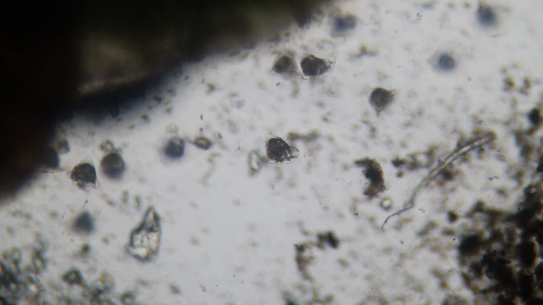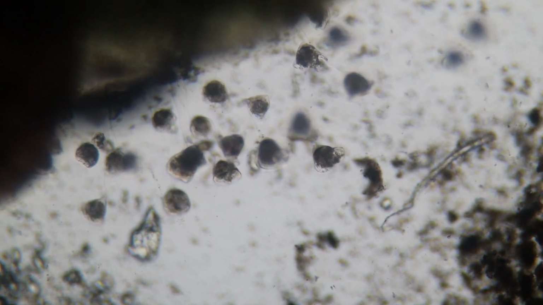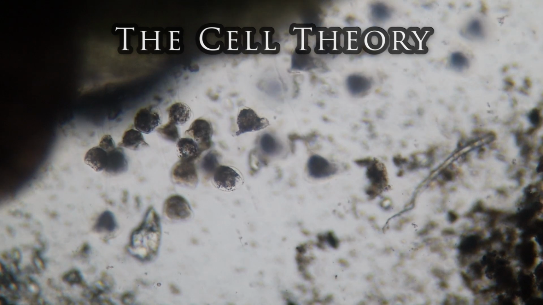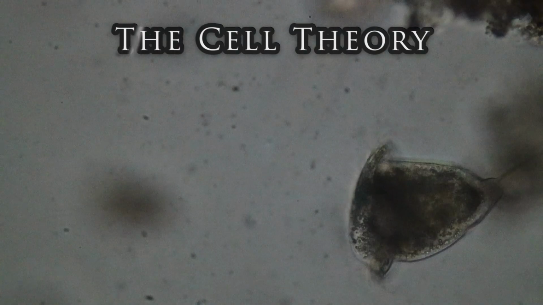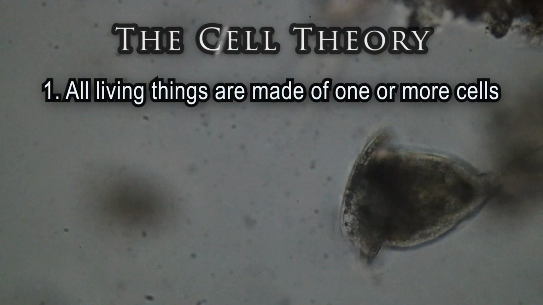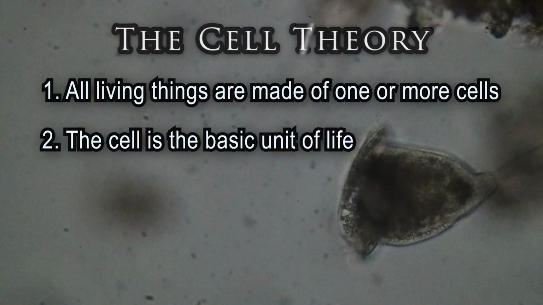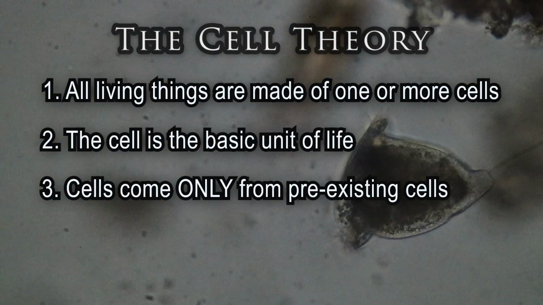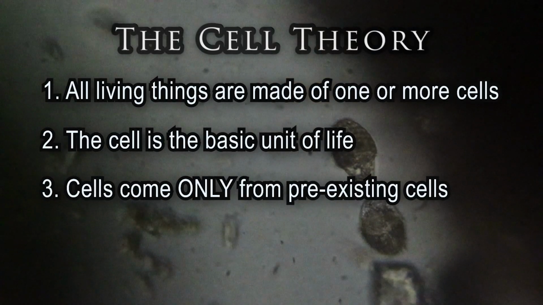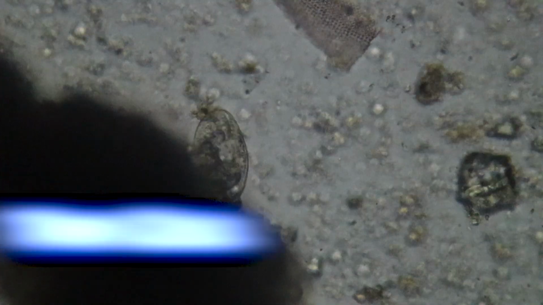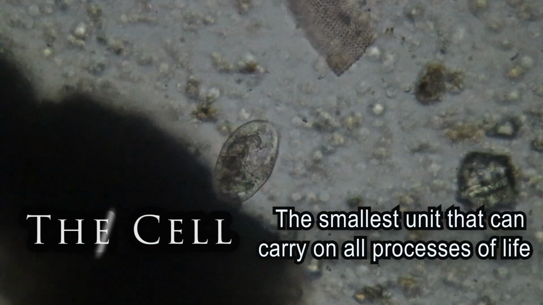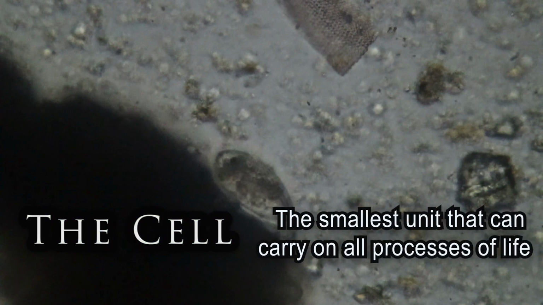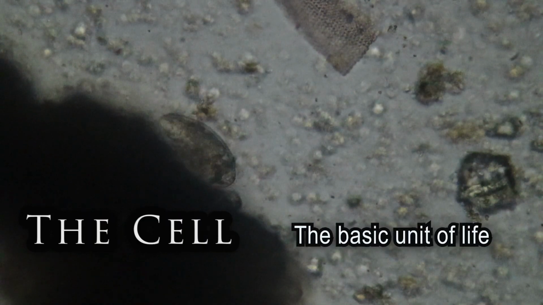Over the next century or so, a new idea began to take shape called the cell theory. The cell theory goes something like this. All living things are made of one or more cells. The cell is the basic unit of life. Cells come only from pre-existing cells. This seems like common knowledge in the 21st century, but in the 17th and 18th century, this was a new and exciting discovery. The cell is the smallest unit that can carry on all processes of life. In other words, the cell's the basic unit of life.